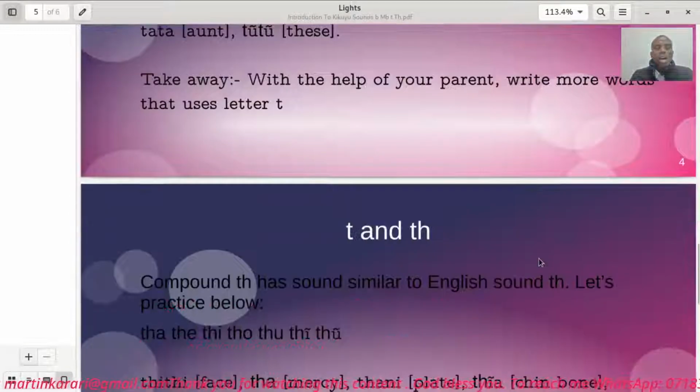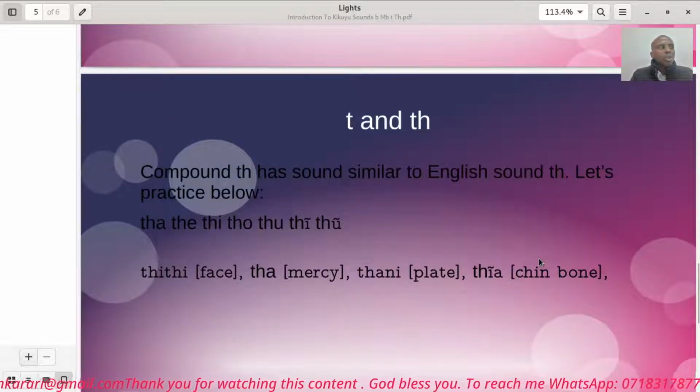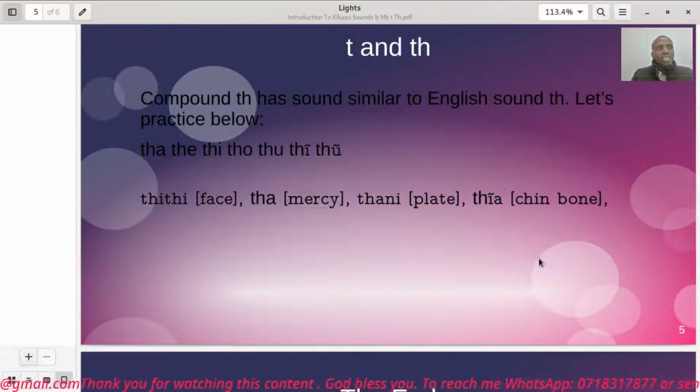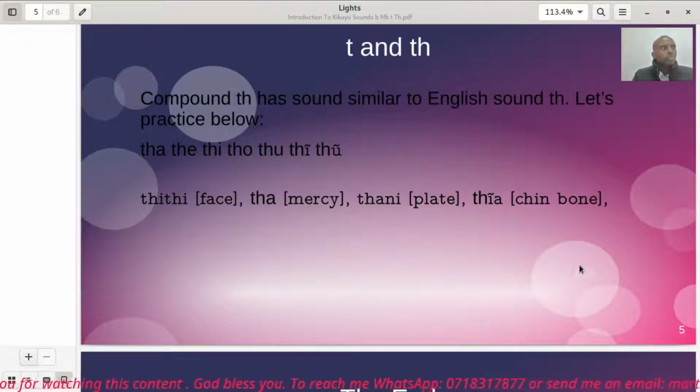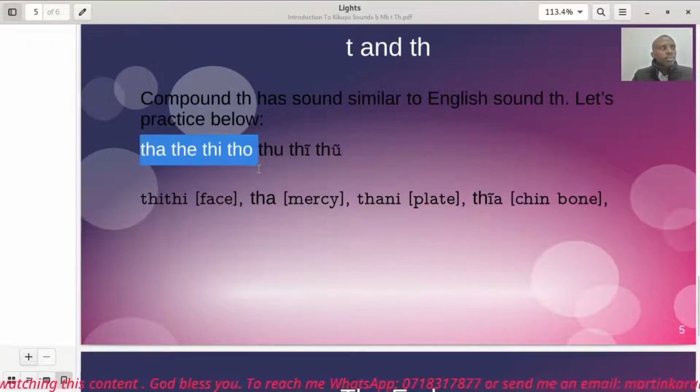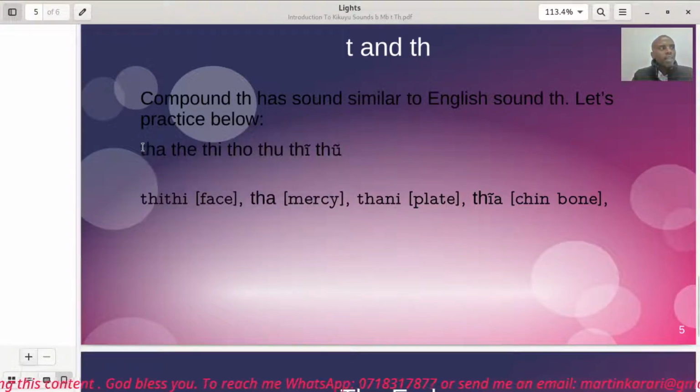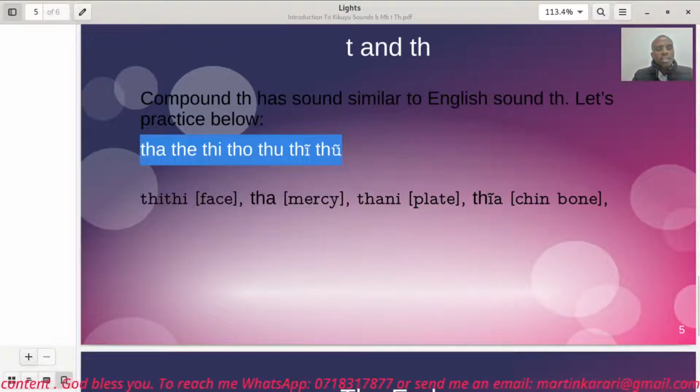Let's go to the. Compound the has sound similar to English sound the. Let's practice below. We have the, do, the, do.